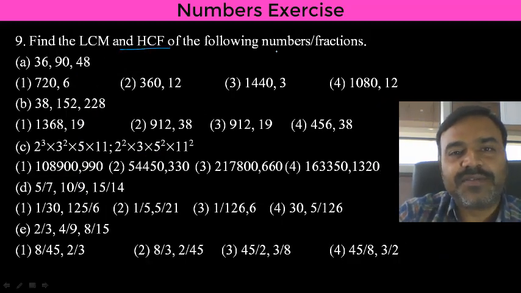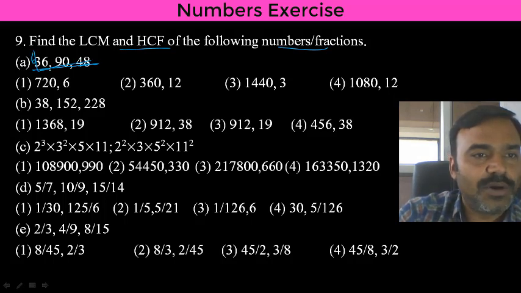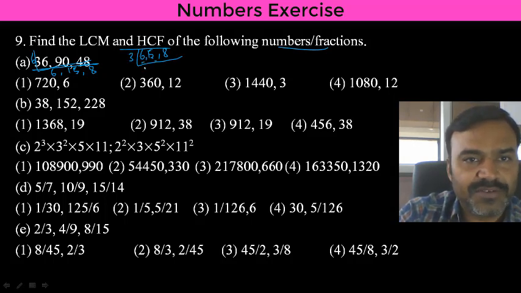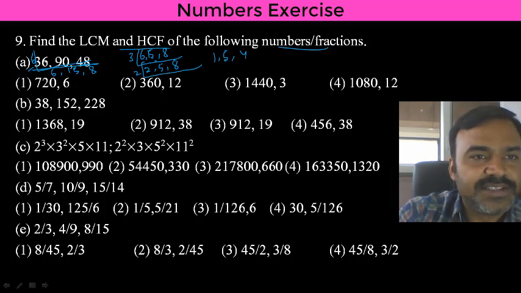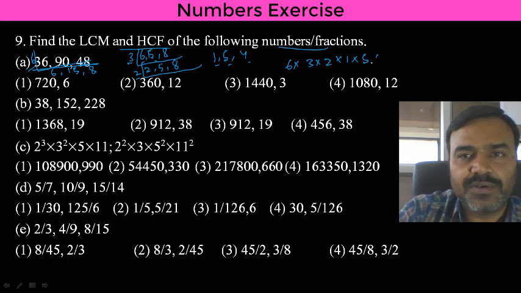Ninth one, find the LCM and HCF of the following numbers or fractions. First question, 36, 90, 48. So what should we do? Let's take 6 common. If we take 6 common, we are left with 6, 15 and 8. Now from 6, 15 and 8, you can take 3 common from 6 and 15, so you will be left with 2 and 5, and 8 as it is. Then you take 2 common, you will be left with 1, 5 and 4. So multiply 6, 3, 2 and 1, 5, 4.